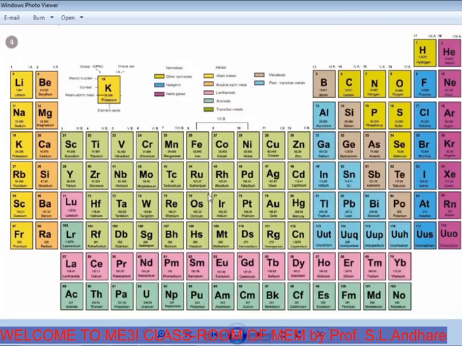This periodic table was constructed by Mendeleev. You might have studied in Marathi the Mendeleev periodic table. This is the biggest contribution by Mendeleev.